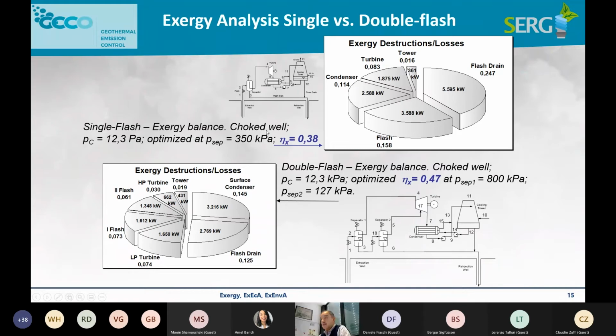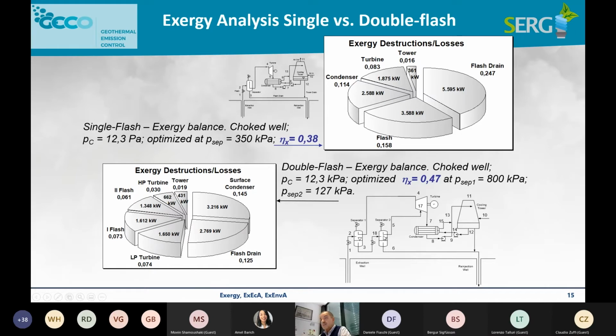It's a typical application. In the case of fundamentals of geothermal power plants, here you have a comparison we did also, I think, in 2010, of single flash and double flash. You have here a pie representation of the Exergy balance, and you can see that indeed the double flash power plant has a much higher Exergy efficiency, 0.47 instead of 0.38. And indeed, this happens because you mainly reduce the main loss, the main destruction, which was the flash Exergy destruction. This is quite typical for geothermal plants.